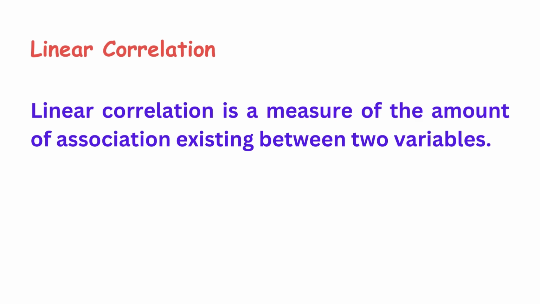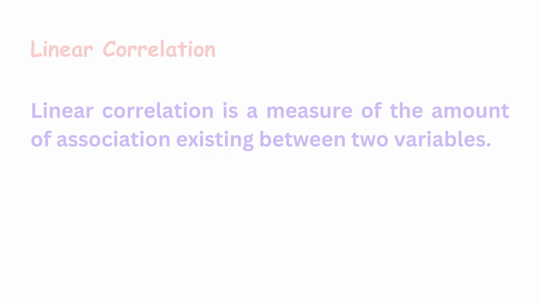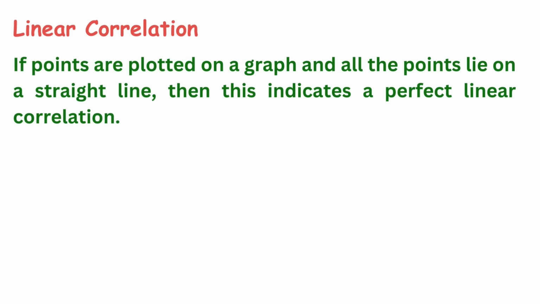Linear correlation. Linear correlation is a measure of the amount of association existing between two variables. For linear correlation, if points are plotted on a graph and all the points lie on a straight line, then this indicates a perfect linear correlation.